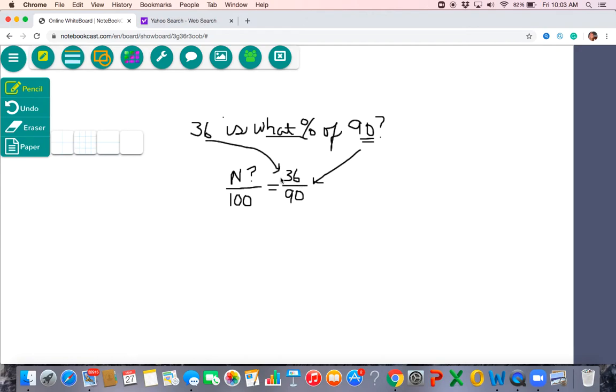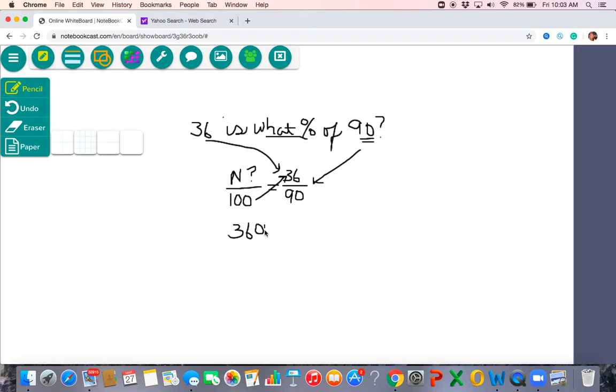Right, and in the place of this is a what, because this is the number that I want to know, what percent it is. So again, if we were taking a test, I'm asking if I got 36 questions right out of 90, what percent is that? Okay, so now we're going to use our cross multiplication skills. 100 times 36, which is 3,600.